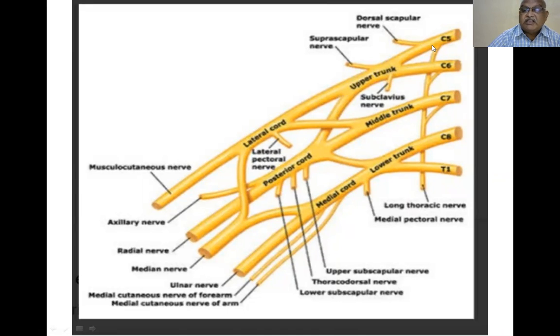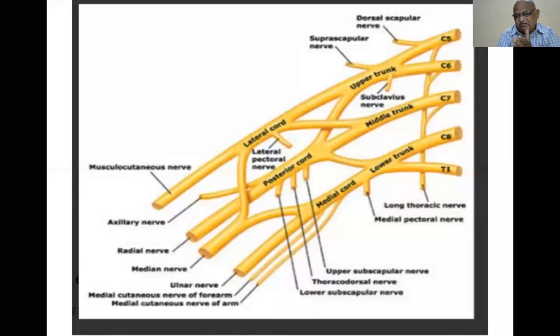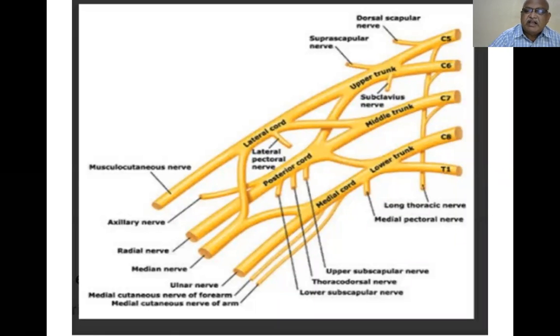So, nerves arising from the roots, nerves arising from the trunks, nerves arising from the cords. So, branches arising from the brachial plexus: nerves arising from the roots, nerves arising from the trunks, and nerves arising from the cords. You have to write in that. Or otherwise, depending upon the clavicle, supraclavicular part and intraclavicular part, and the part of the brachial plexus present behind the clavicle, that is retroclavicular part.